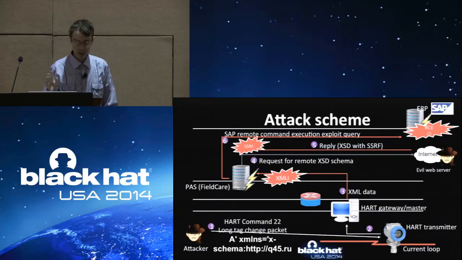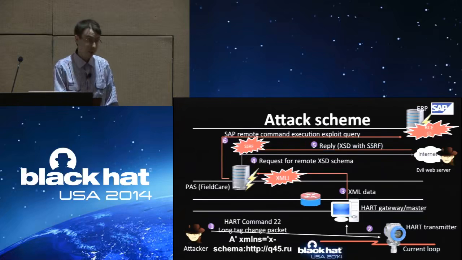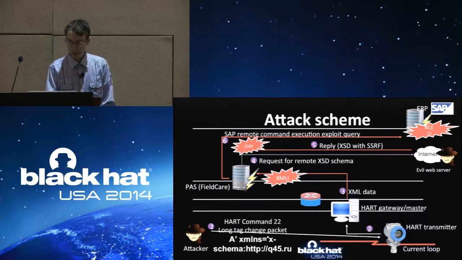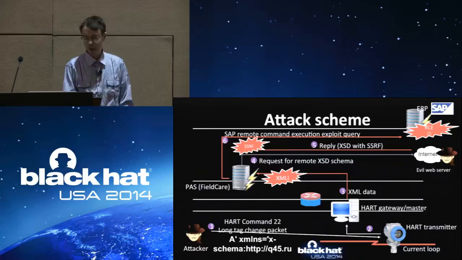At first, we are jamming the line. Normal communication breaks, and we have a small pause to send a packet with HART command 22. This command will change the long tag in a HART transmitter EEPROM. When the ICS engineer clicks on verify network, or when the timeout of reconnection expires, PAS will rescan the current loop through the HART gateway. Long tag data from step 3 will go through the gateway, and the request for the remote XML XSD schema will be created.